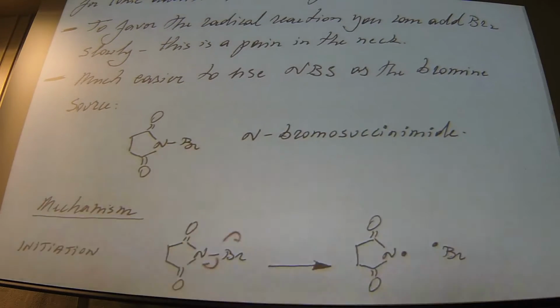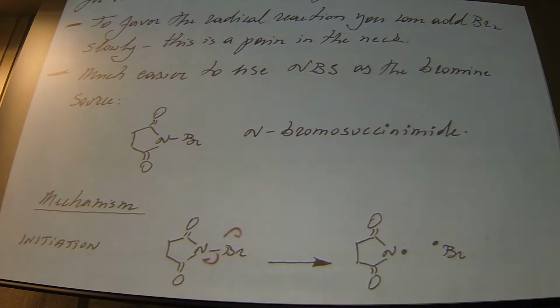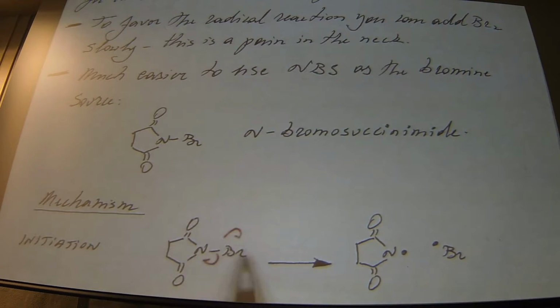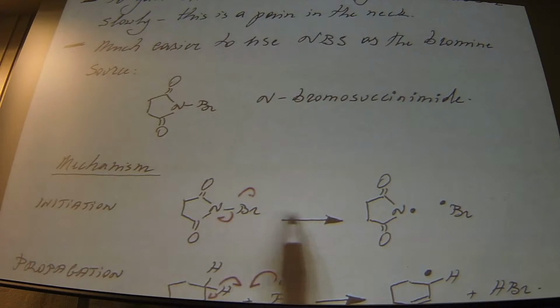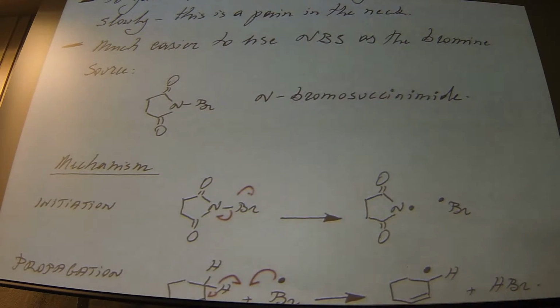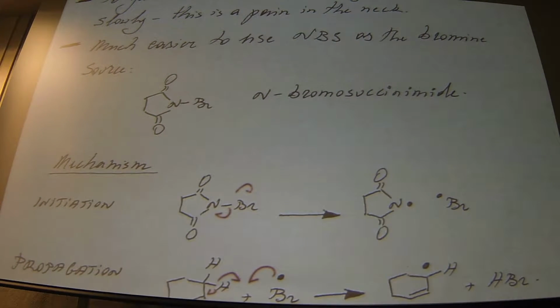The nitrogen-halogen bond, that N-Br bond, that's a weak bond. And so you don't need a separate initiator. You can homolytically cleave that bond with light or with heat, and so you can end up initiating the reaction in the normal way to get these two radicals. So the initiation doesn't require some separate reagent. This can act as the initiator.